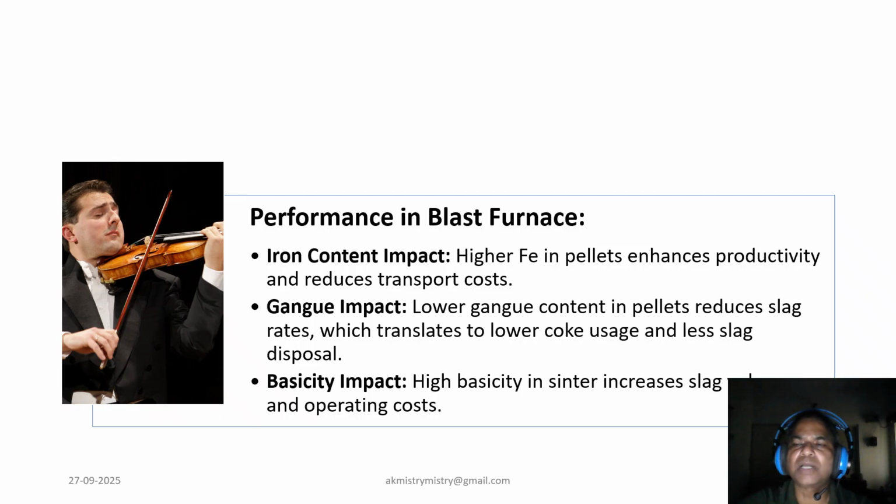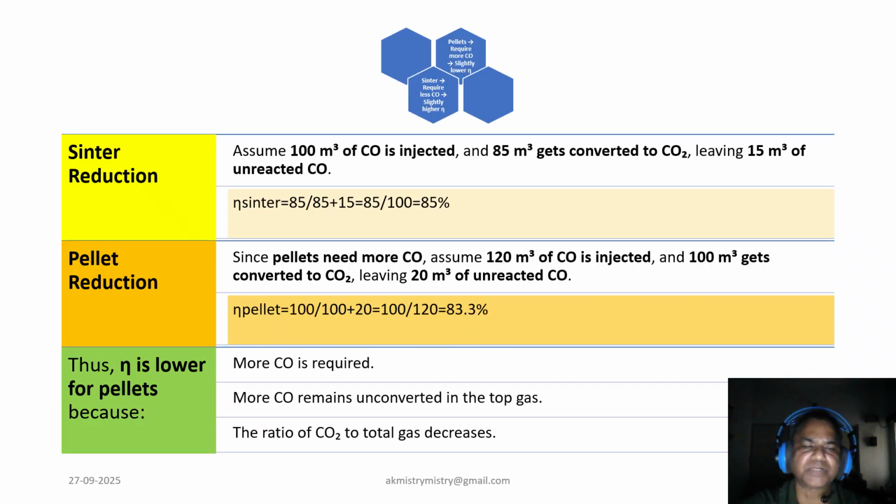Now, coming to the performance in the blast furnace, we are going to look into how these characteristics affect that performance. Higher iron content in pellets directly enhances furnace productivity and helps reduce transportation cost. The lower gangue content in pellets is a significant advantage and it reduces the slag rate that we have already discussed in the preceding slide, which means that less coke is needed for melting this slag as slag volume comes down, and there is less slag to dispose of, as we have already mentioned.